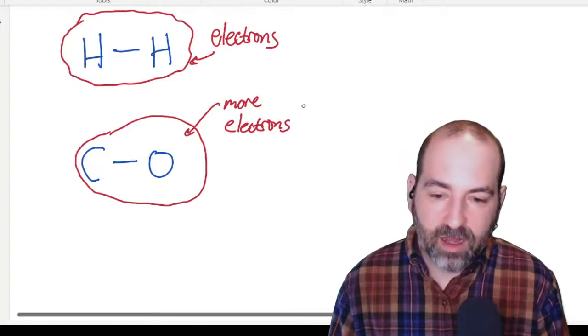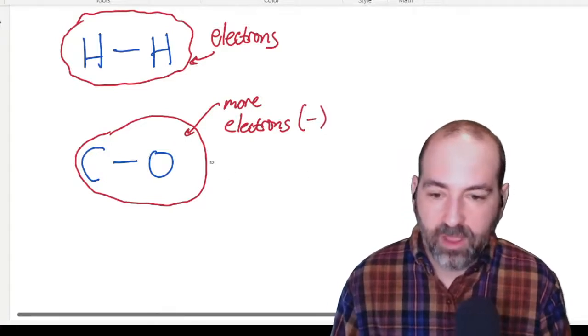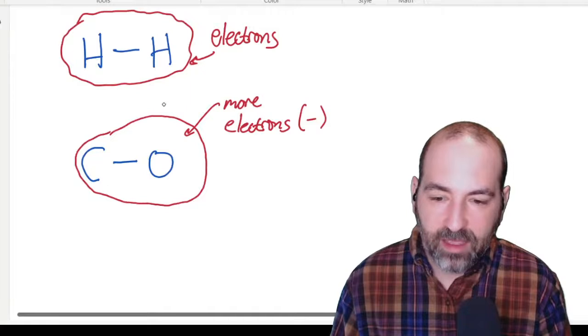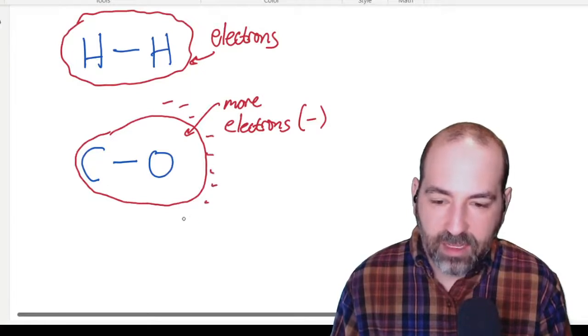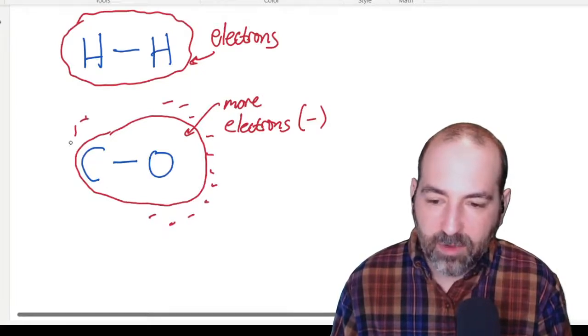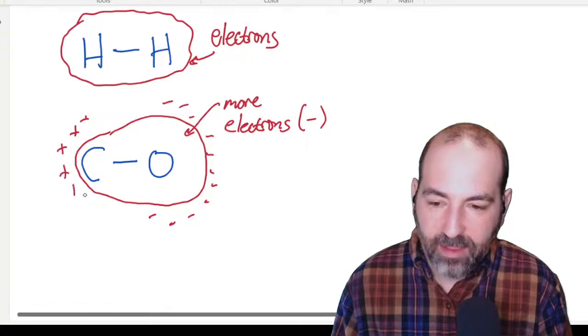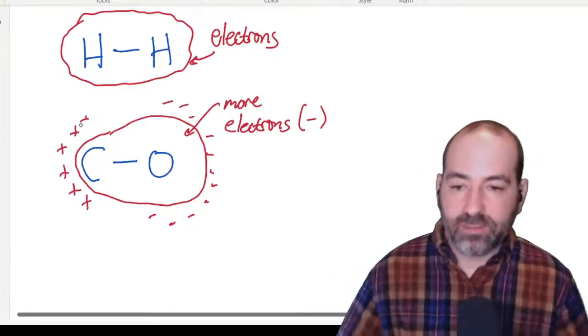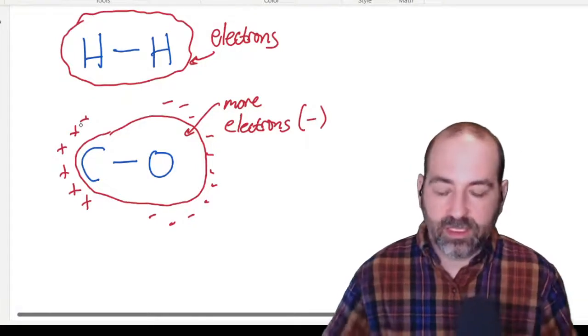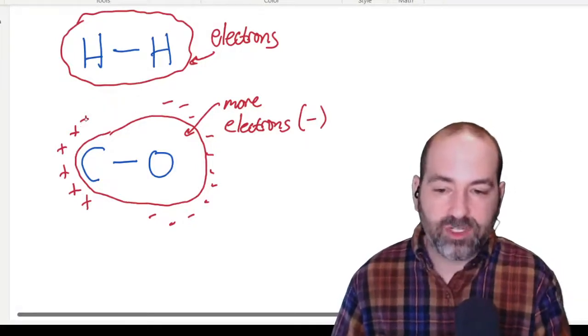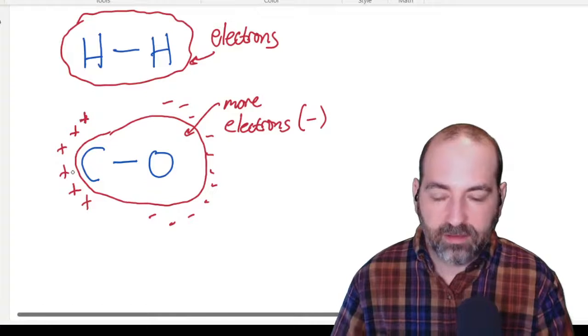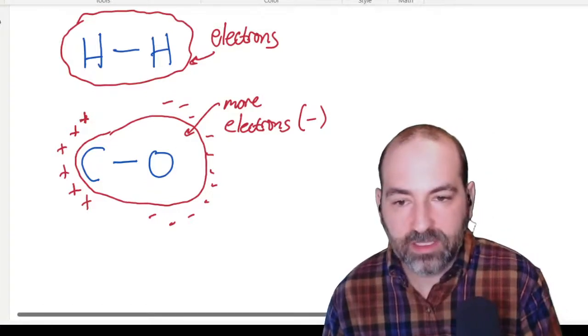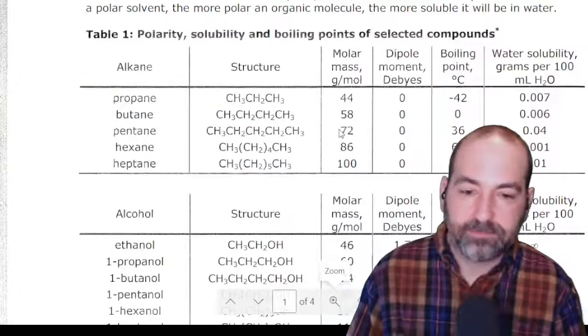So electrons are negatively charged. So if the electrons are more on this side, then this side gets a little bit more negative, and this side gets a little bit more positive because the electrons are not there. So we end up with this little bit of separation. It's not a full separation like an ion, but it's enough that these molecules can now attract each other because of that lopsidedness of the electrons being favored over to one side.